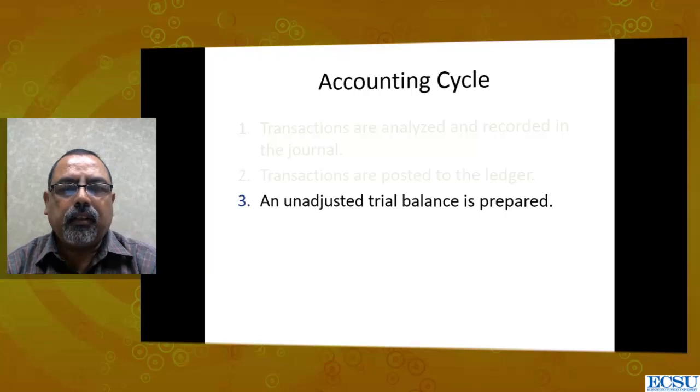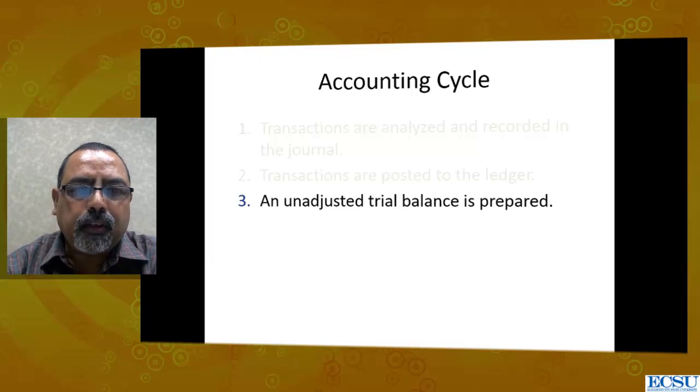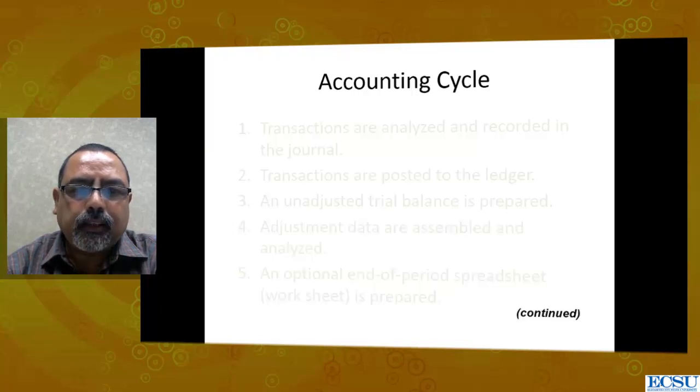We have already learned that in chapter number 2. So chapter number 2 dealt with journal, ledger, and the unadjusted trial balance. And then in chapter number 3, we talked about adjustment data. So first we'll be assembling the adjustment data and analyzing them.